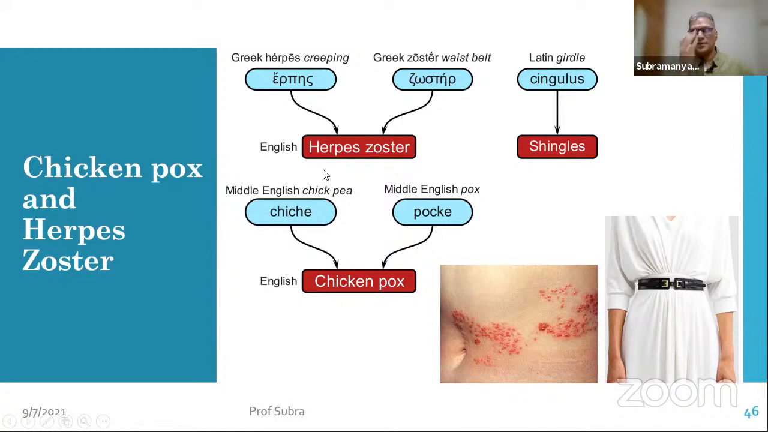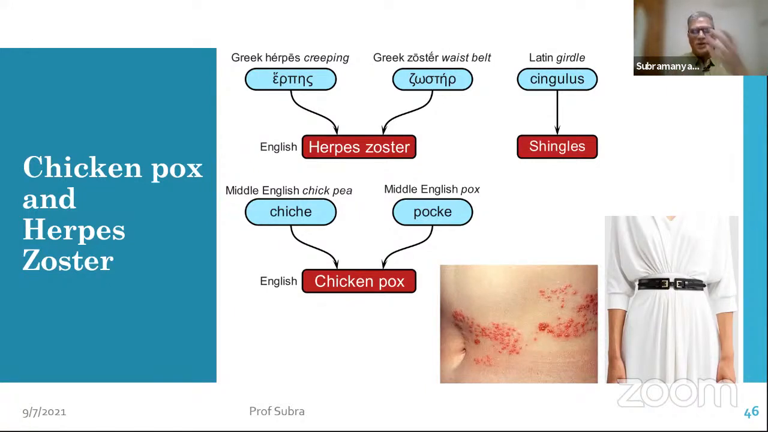Similarly, herpes zoster: the reason why it's called herpes is that it means creeping lesions. The term zoster, herpes zoster is also called shingles. Both zoster and shingles mean girdle or waist belt. Shingles is derived from cingulus, which in Latin means a girdle, and Greek zoster means a waist belt. Herpes zoster lesions are very often seen in the waist. So that is the reason why it is called shingles or zoster.